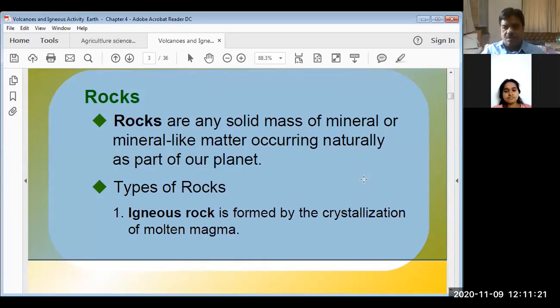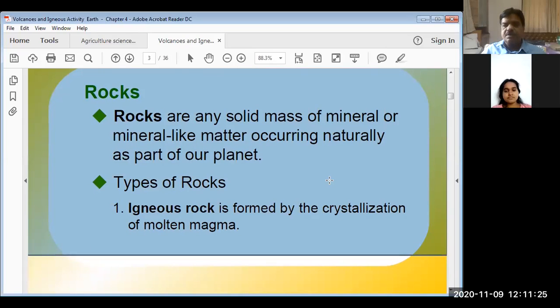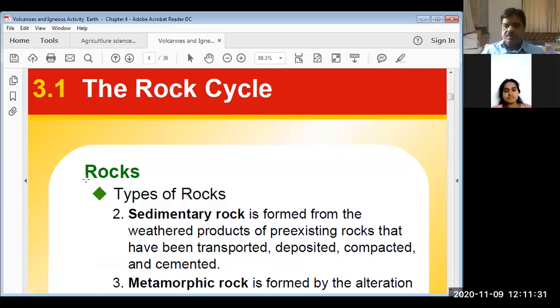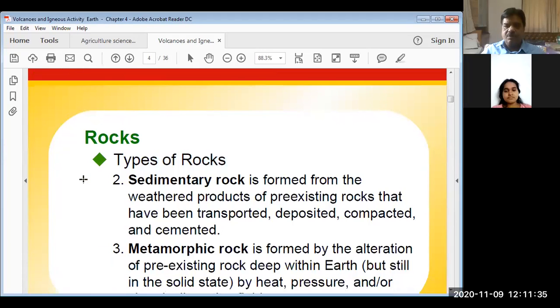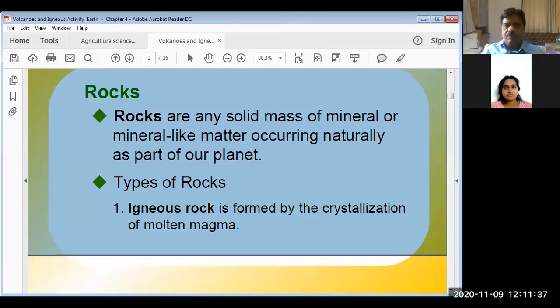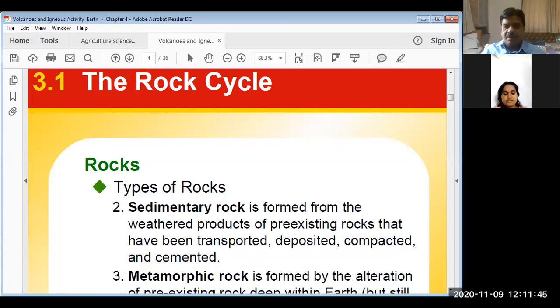First is igneous rock. Now igneous rock is formed by crystallization of molten magma. There are three kinds of rocks: igneous rock, sedimentary rock, metamorphic rock. Now, first, that is igneous rock. It is made by crystallization of molten magma. What is molten magma? Let us start. Let us see what is molten magma.